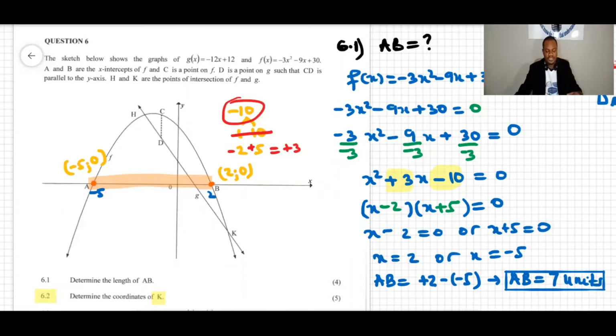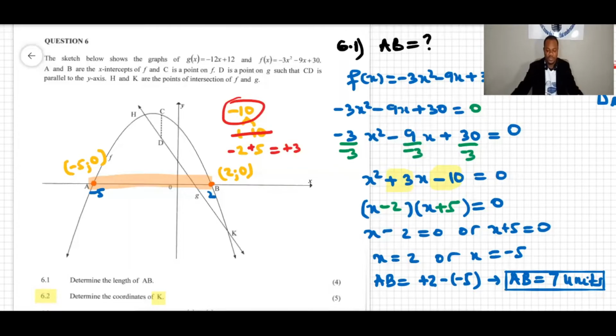Well, we have a question here that says, the sketch below shows the graph of g of x equal to negative 12x plus 12, and f of x equal to negative 3x squared minus 9x plus 30. A and B are the x-intercepts of f, and C is a point on f. D is a point on g, such that CD is parallel to the y-axis. H and K are the points of intersection of f and g.